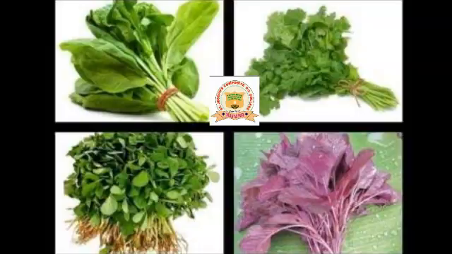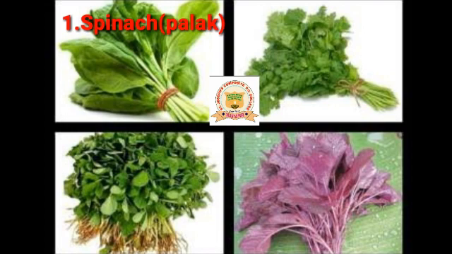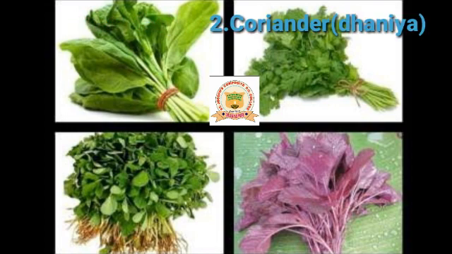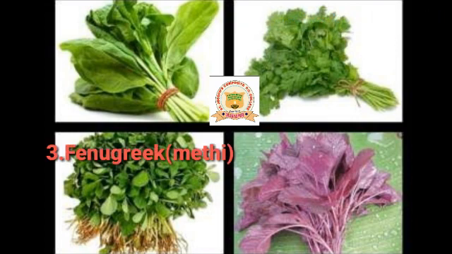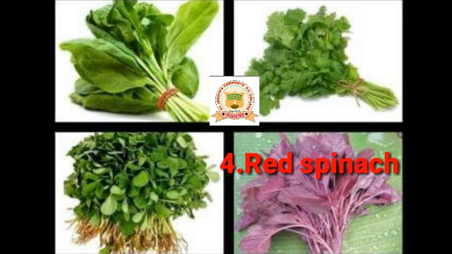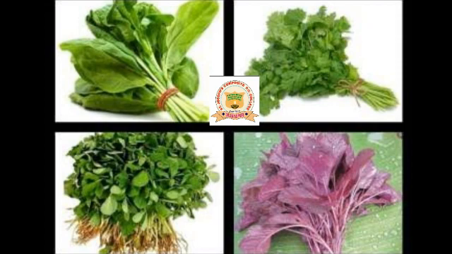Now I tell the examples. The first one is spinach. Spinach means palak. Second one is coriander. Coriander means dhania or kothimbir. Third one is fenugreek. Fenugreek means methi. And the fourth is also red spinach. So see the examples of herbs. Means these herbs can grow erect and they have a soft tender stem. Everyone see the palak. It has a soft and tender stem.